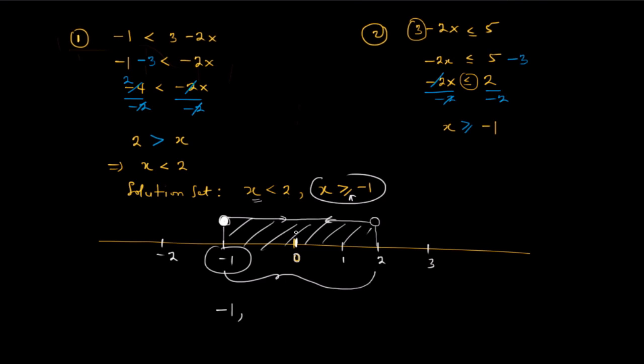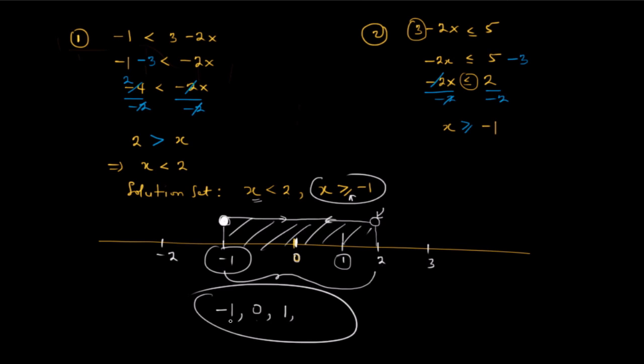The other whole number we have is 0. Is 0 included? Yes, 0 falls in the region. Is 1 included? Yes, 1 falls in the region. So we have 1. What of 2? Is 2 included? No. 2 is not included because 2 has been excluded from the domain of solution of these two inequalities. So the solution of the inequality is -1, 0, and 1.